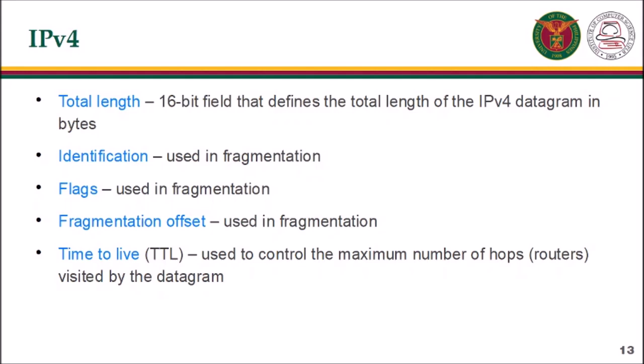When a source host sends the datagram, it stores a number in this field. This value is approximately 2 times the maximum number of routers between any two hosts. Each router that processes the datagram decrements this number by 1. If this value, after being decremented, is 0, the router discards the datagram.